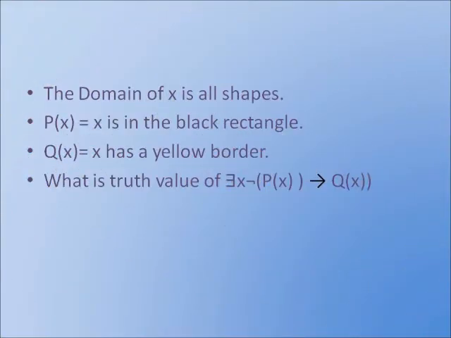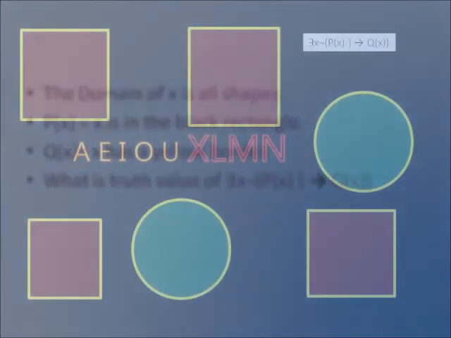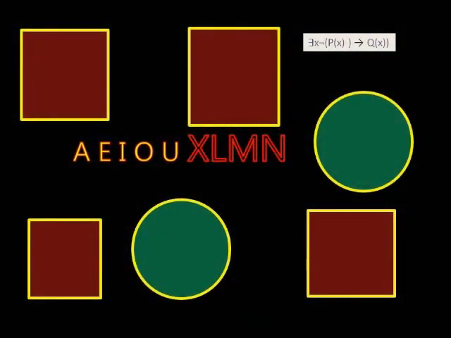Let us now test our understanding of domains and quantifiers. The domain of x will be all basic geometric shapes. We'll let P of x be x is in the black rectangle, and Q of x be x has a yellow border. What is the truth value of there exists an x such that it is not the case that whenever x is in the black rectangle, x has a yellow border?